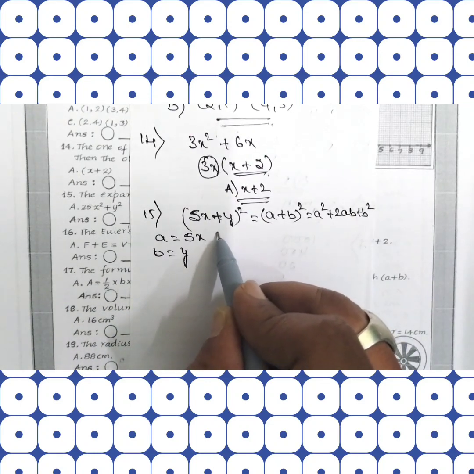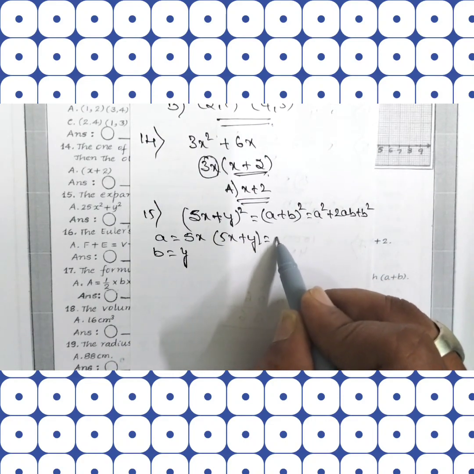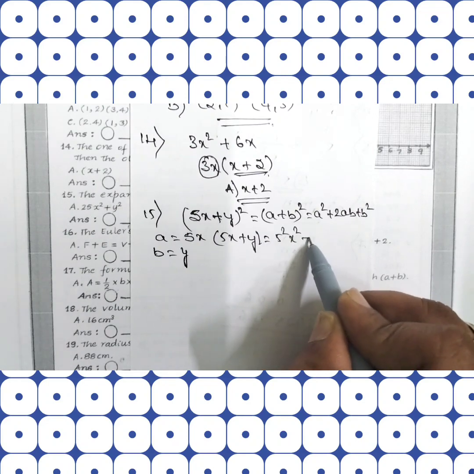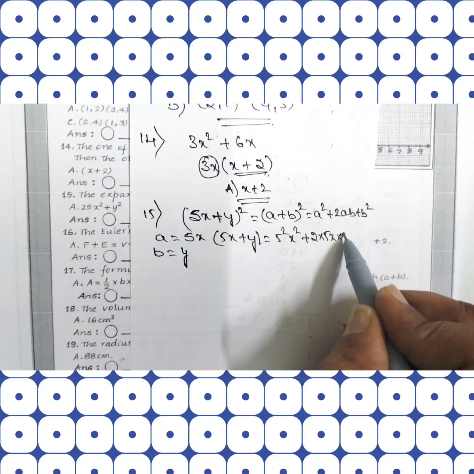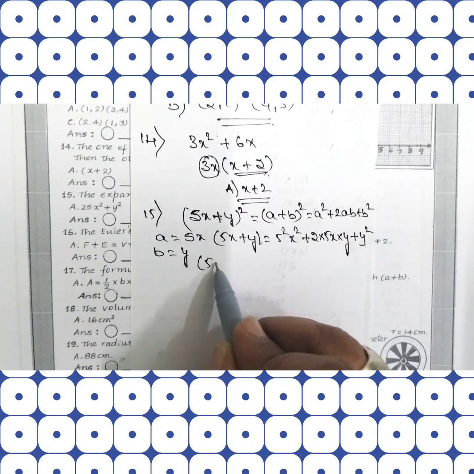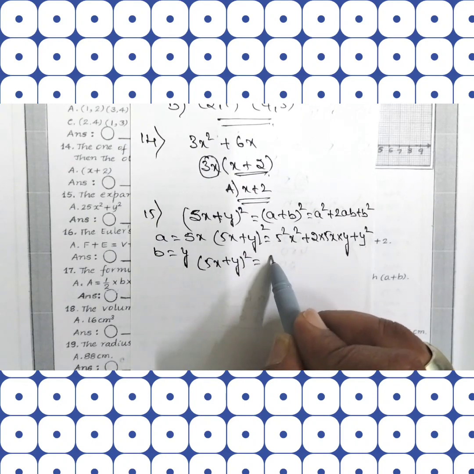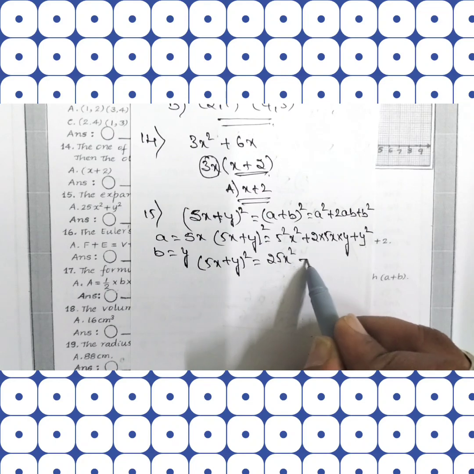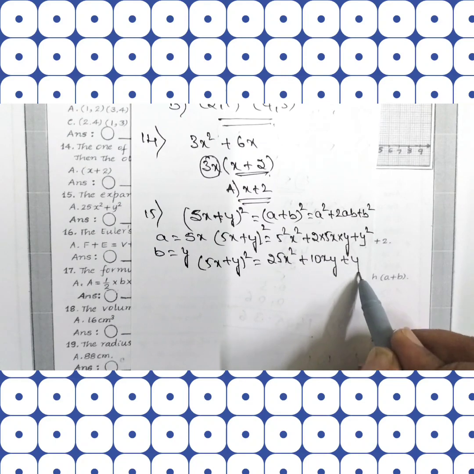So a is 5x and b is y. a square is 5 square x square, plus 2 into a, that is 5x, into b, that is y, plus b square, that is y square. So 5x plus y whole square is equal to 5 square is 25 x square, plus 2 5s are 10, 10 into xy, 10xy, plus y square. So the right answer is 25x square plus 10xy plus y square.